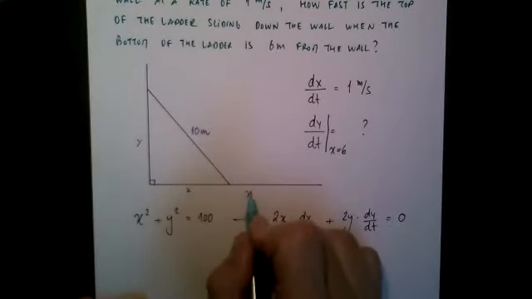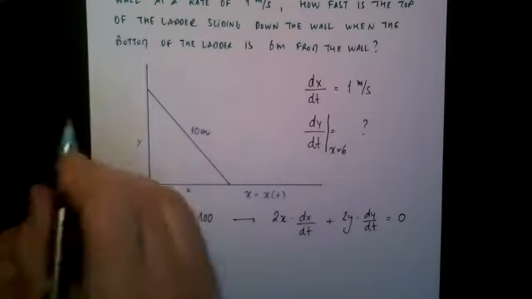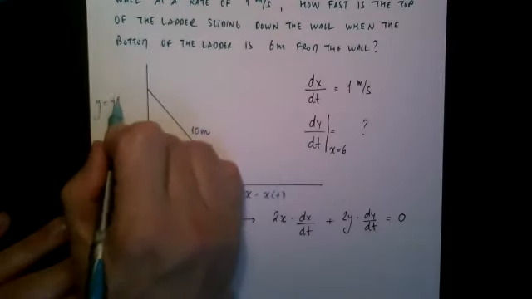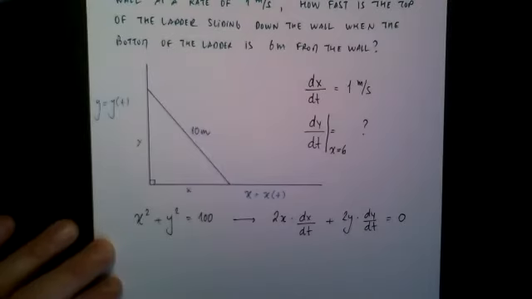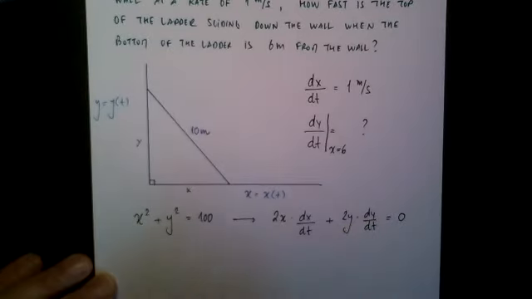So x really is equal to x of t. It's a function of t. And y also here is a function of t, is y of t. Okay, so if I derive x squared with respect to t, I'm going to get this: the derivative of x squared is 2x times the derivative of the inside, which is x prime, or dx/dt. Same thing for y: 2y times the derivative of y, which is dy/dt.